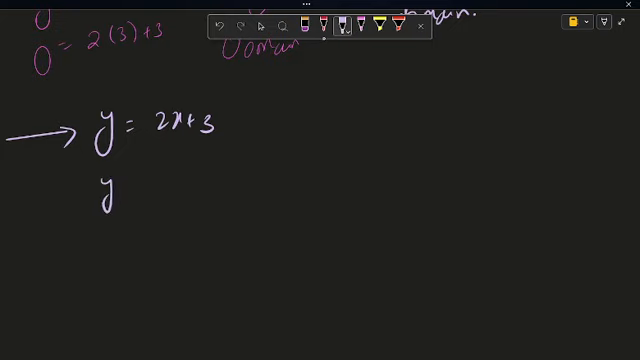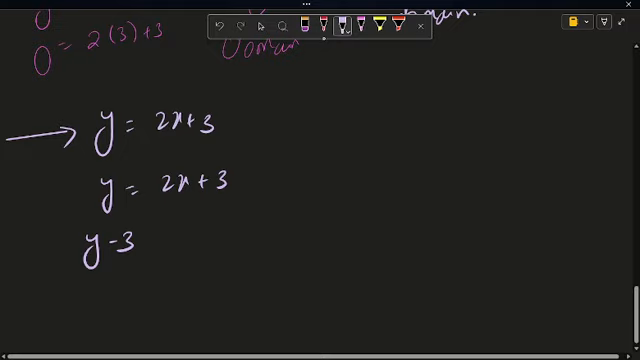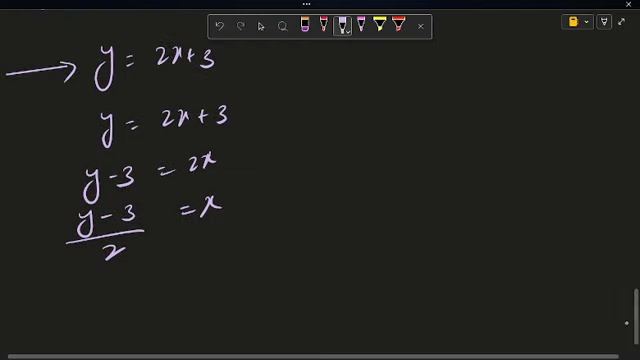So, y equals 2x plus 3. 3 would be shifted over here, so it would be y minus 3, which equals 2x. I have to make x the subject of my equation. So, x equals (y minus 3) by 2. Right? (y minus 3) by 2.